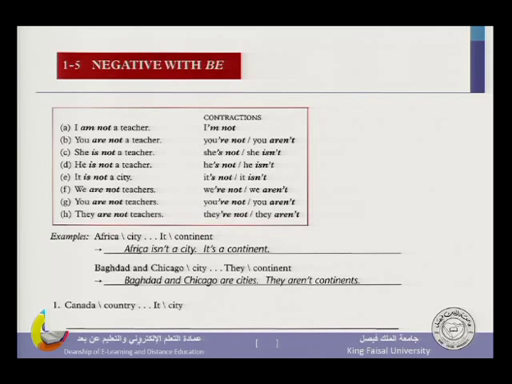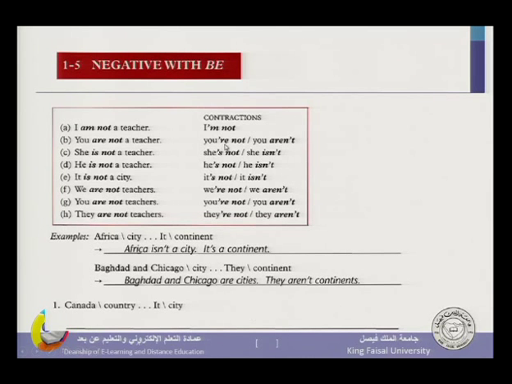What about negatives with be? How to make negative? We have affirmative and negative. To use the verb to be in the negative, instead of saying I am a teacher, simply add not. I am not a teacher. You are a teacher. The negative form is you are not a teacher. So we use not after the different forms of verb to be. She is not a teacher. He is not a teacher. It is not a city. We are not teachers. See here?